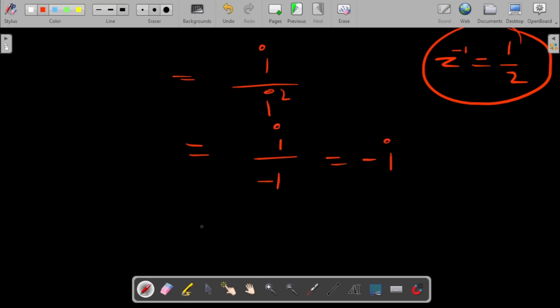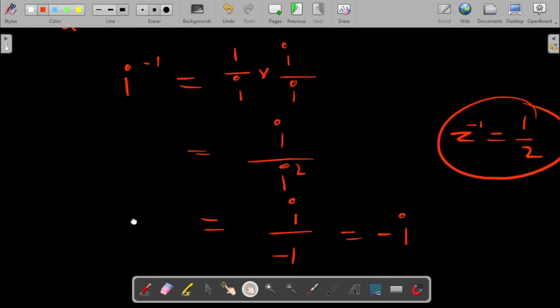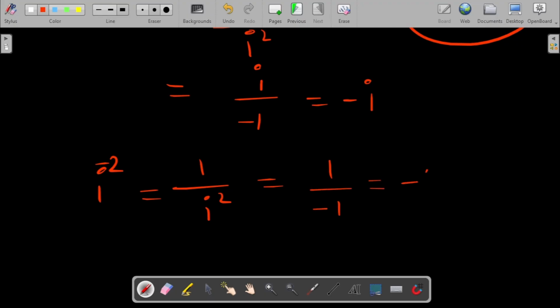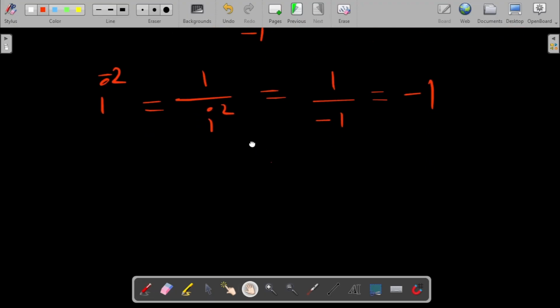This is equal to minus i. So i to the power minus 1 is equal to minus i. And i to the power minus 2 means 1 by i square. So this is equal to what? 1 divided by minus 1, and it gives minus 1.